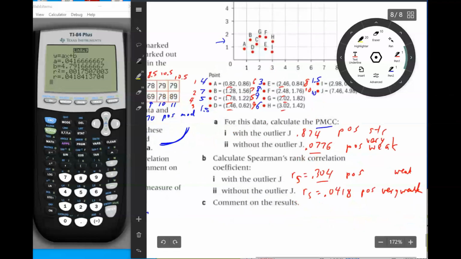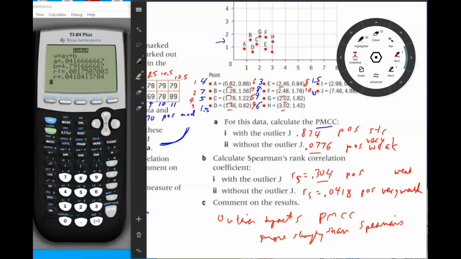So the outlier impacts Pearson's more strongly than it impacts Spearman's. Okay, although it does have a strong impact on Spearman's also, it goes from very weak to weak. The impact on Pearson's is very high, right? Very weak to strong, okay? So that's our comment for that.